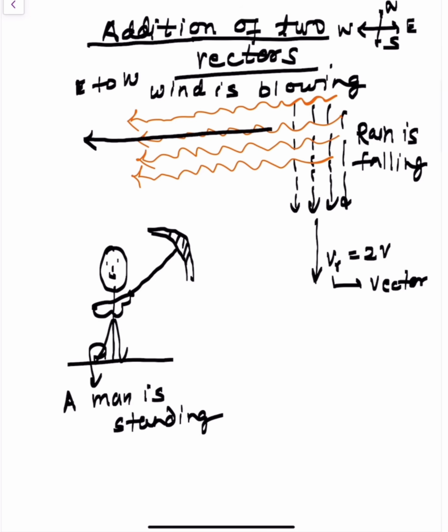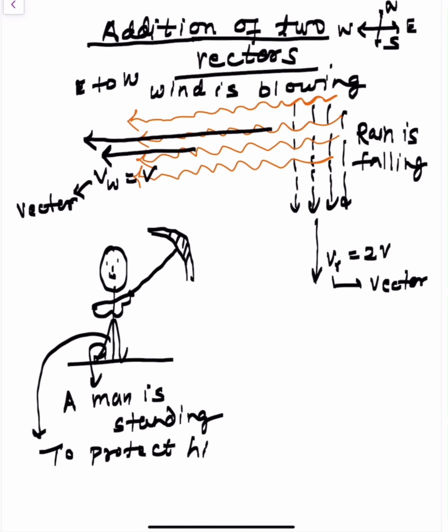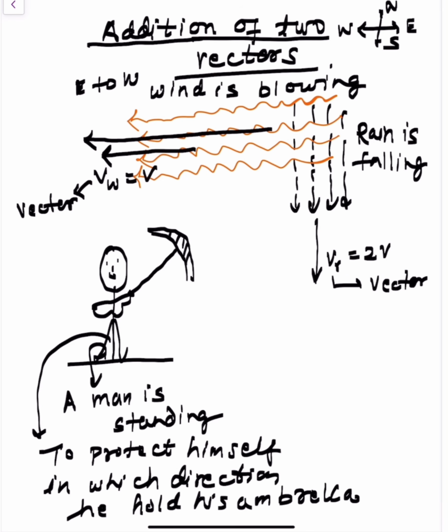So if you'll notice, two vectors are given at the same time. One vertically downward, second is to the west. And if you want to check, because of these two vectors, what will happen? Because of these two vectors, we will get a resultant vector.